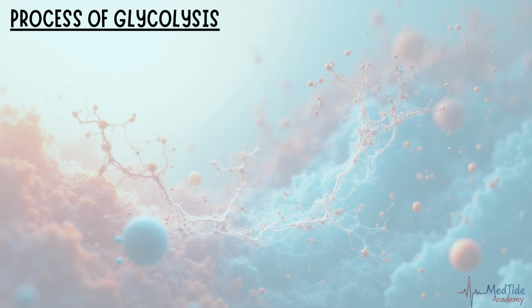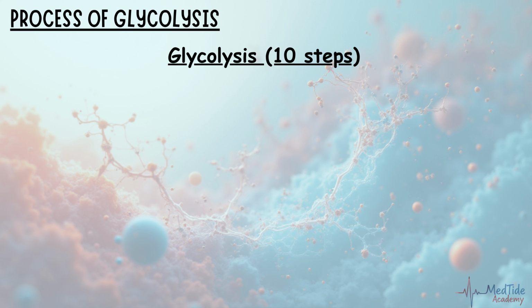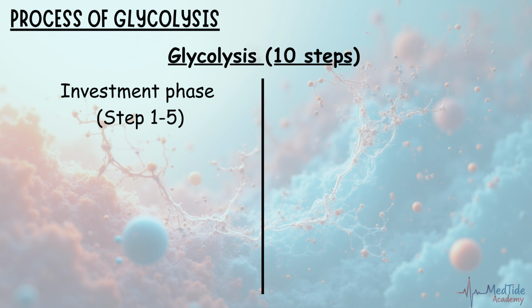Now let's discuss glycolysis proper. Glycolysis occurs in 10 steps, and these steps are divided into 2 phases. The first phase, which represents steps 1 to 5, is known as the investment phase, while the second phase, which occurs through steps 6 to 10, is known as the payoff phase.